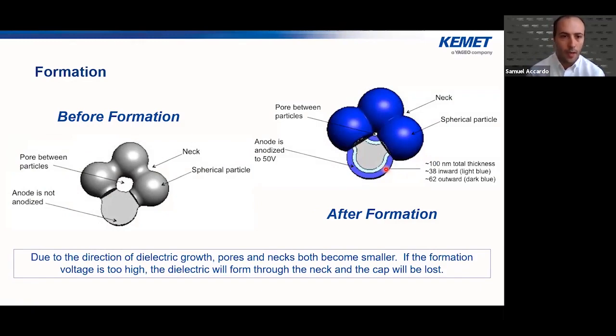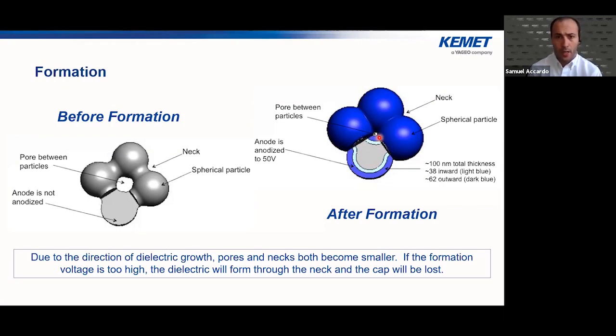So what we have here is a 4x4, so it's essentially 4 particles, 4 necks, 1 pore of interconnected particles. And when we apply the formation voltage, what we see here is that the internal necks get smaller, and you can kind of see them here. The original neck was quite large here. The pores have gotten smaller, and by the way, whenever the necks get smaller, that's not a good thing, because the smaller the neck, the higher the resistance of that part is going to be.